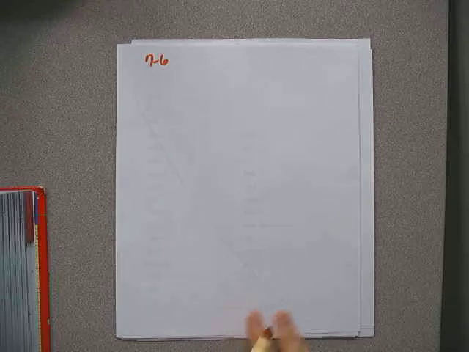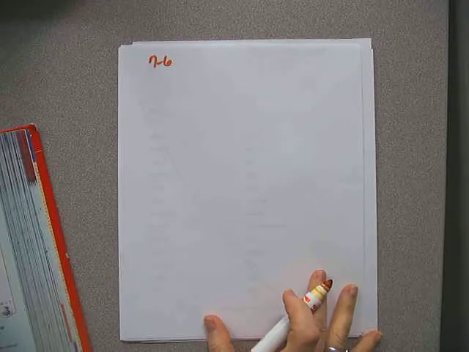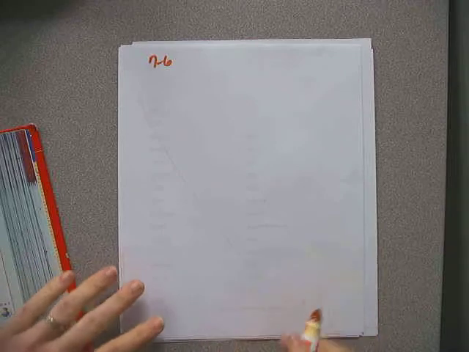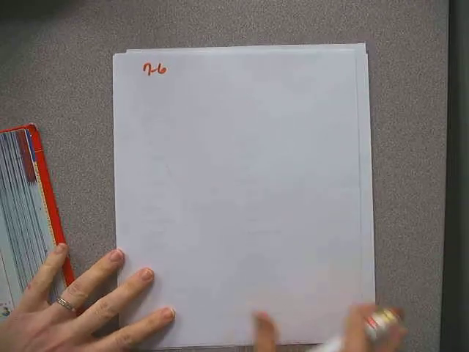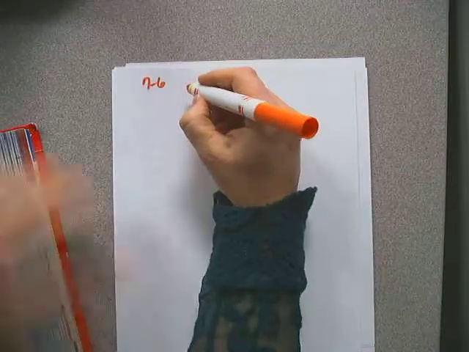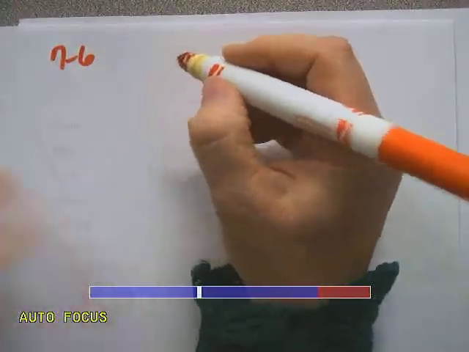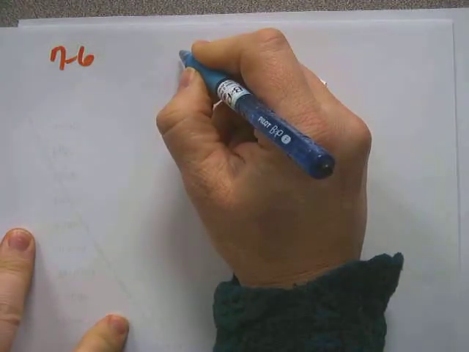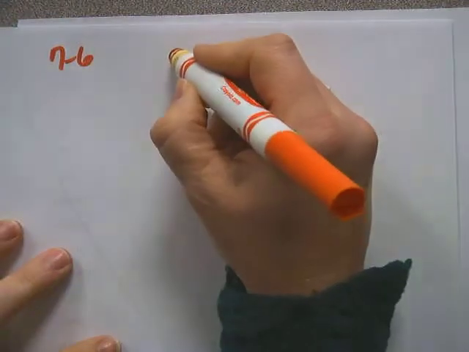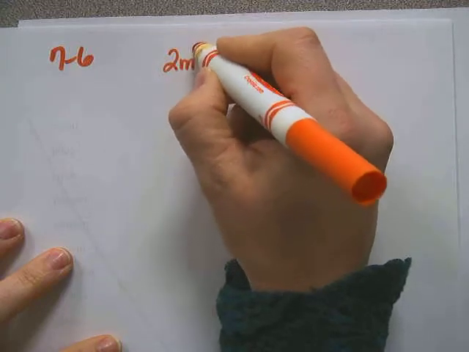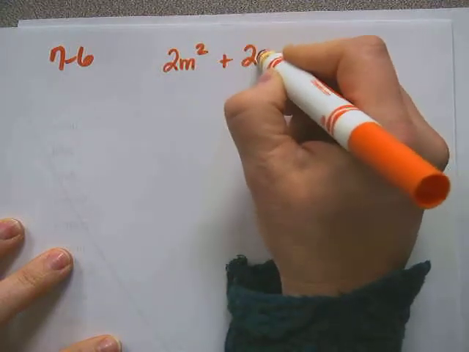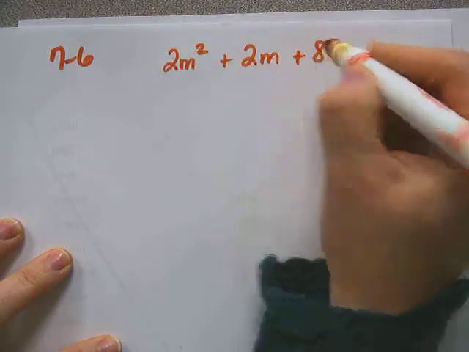Okay, today's lesson is on 7-6, adding and subtracting polynomials. And the big key for today is that you need to remember what makes things like terms. Because we've learned in Algebra 1 that in order to add and subtract expressions, you have to have like terms. So when we're dealing with polynomials, we want to continue to focus on like terms.